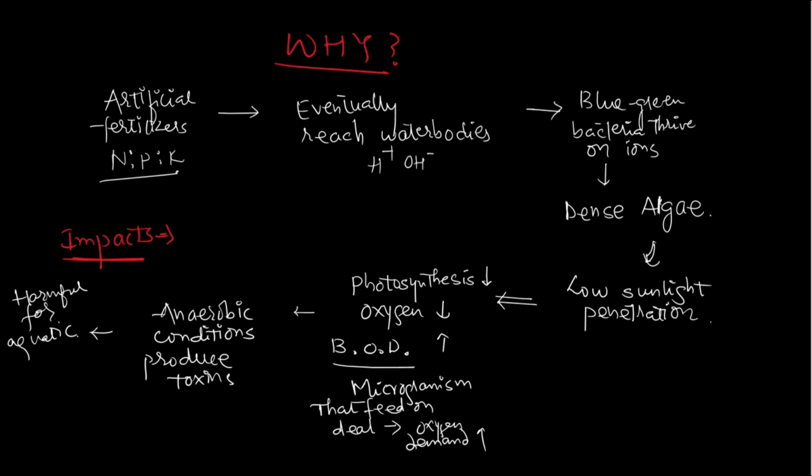As a result there is a demand of oxygen, which is known as biological oxygen demand, which we saw in the previous lectures. The demand of biological oxygen increases, and as a result the BOD increases. In turn, microorganisms that feed on the dead bodies are present, and the oxygen demand increases. Now anaerobic conditions develop, and those produce toxins which are eventually harmful for the aquatic species. So this is the overall impact of what eutrophication does.